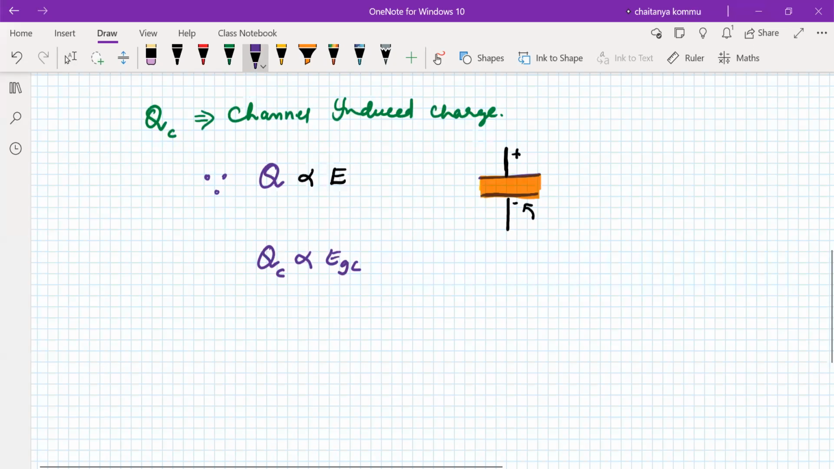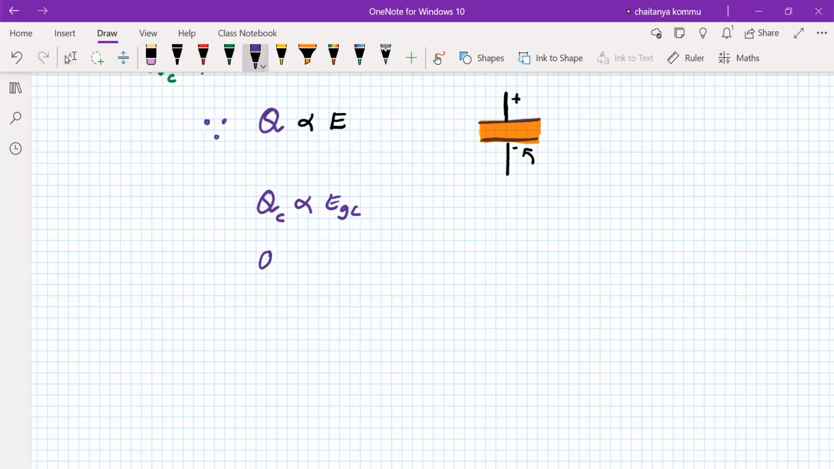Okay, now we can remove this proportionality constant, and QC is equal to, since it is a medium, what is the medium that we have considered? The capacitive medium. That means the permittivity of the medium is required. So we have to replace the proportionality constant with epsilon, the permittivity, and with respect to this, EGC is required. Another important point is that this charge is only for the unit area.